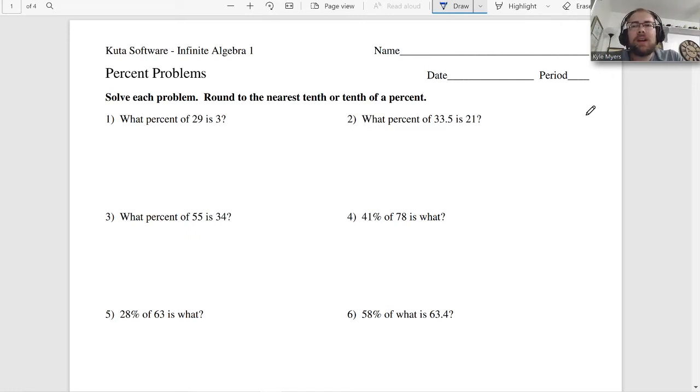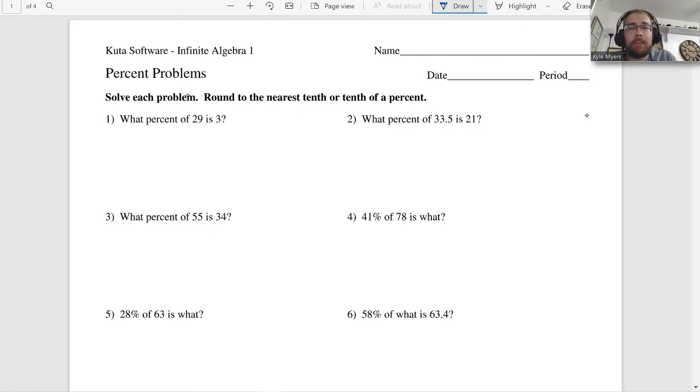This is percent problems. It's a worksheet from Khan Academy, likely one that you have for homework or for classwork or both. Let's talk about how to do this. This is actually going to be a pretty quick one. All the questions are pretty much the same. All you have to do is kind of crack the code on what they're asking, okay?